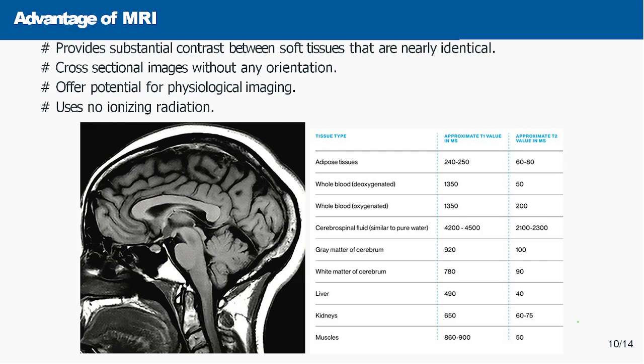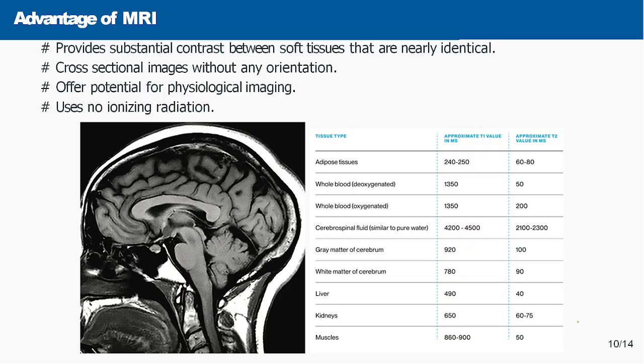Now, there are some advantages as we have previously discussed. There is no ionizing radiation in MRI. There is very high contrast between different soft tissues, and cross-sectional images without any orientation restriction. It also offers potential for physiological imaging. So, you can mark the relaxation periods of T1 and T2 for different tissues, which is the basic fundamental of imaging or contrast in different areas.